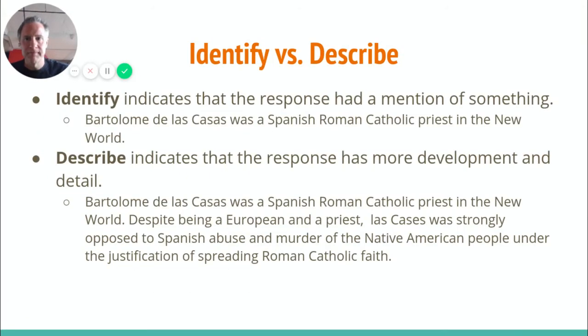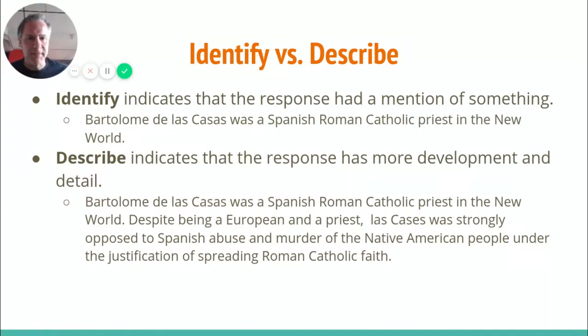Okay, we need to talk about the phrases identify and describe, because these are two of the big phrases in history that we use a lot. On the FRQ, we talked about description and explanation requires a because statement. Here it's identify and describe. So if you identify something, you correctly make a mention of it. For example, Bartolomé de las Casas was a Spanish Roman Catholic priest in the New World. That's factually correct. You mentioned something very brief, not a lot of information.